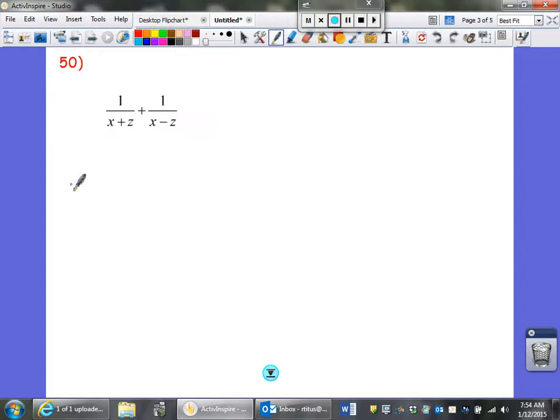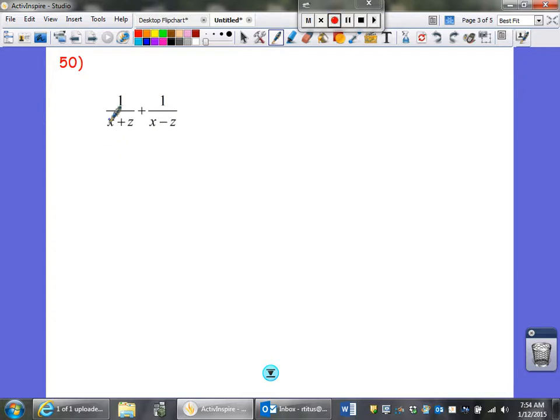Now we have number 50. Number 50, this time it's going to change. You're going to have a plus sign and a minus sign. And these denominators look so close to being the same, but they're not. Chunks, you have to think of chunks with plus and minus signs. If this has x plus z, this has to have an x plus z. There's no other choice. And this has an x minus z, so this has to have an x minus z.